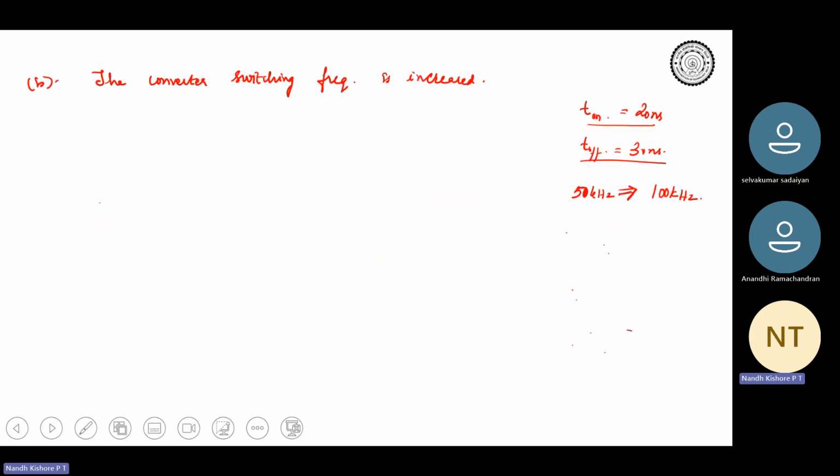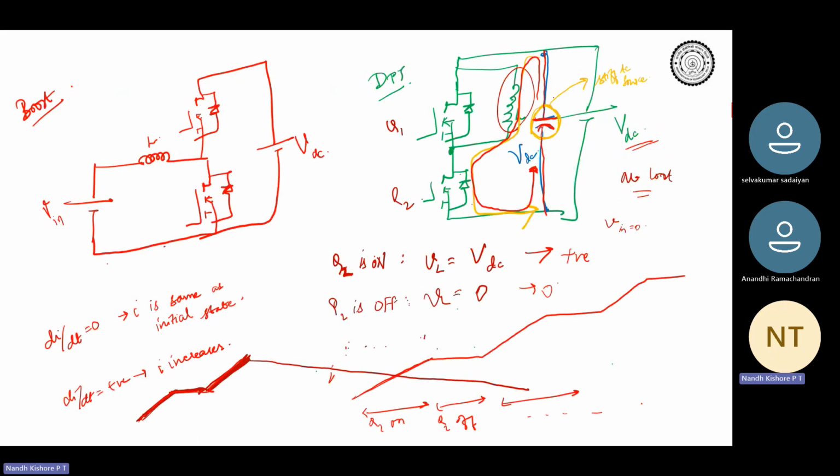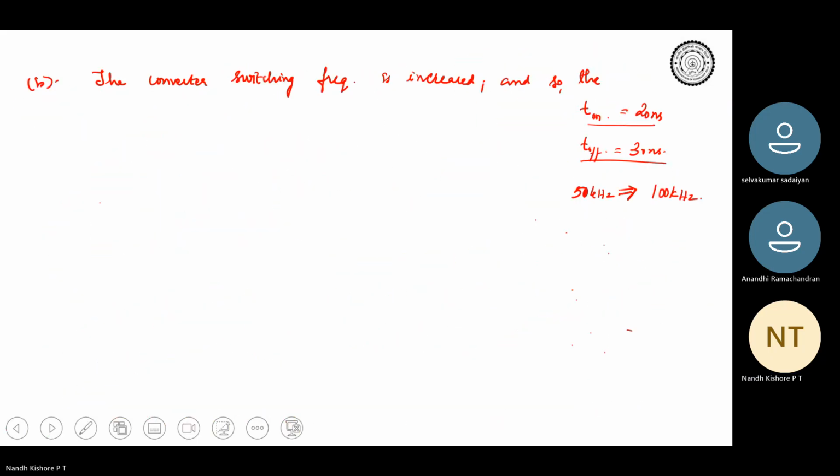So the next question is that the converter switching frequency is increased, and so the loss increased to 15 watts.